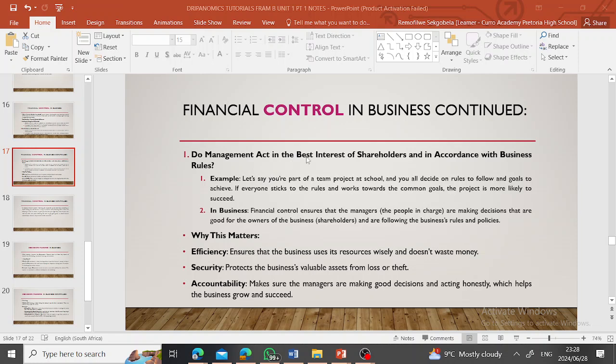Does management act in the best interest of shareholders and in accordance with business rules? Right? Again, we give an example, right? Let's say you're part of a team project at school and you all decide on rules to follow and goals to achieve. If everyone sticks to these rules and works towards the common goals, the project is more likely to succeed, right? In business, financial control ensures that managers, which is the people in charge, are making decisions that are good for the owners, who are the shareholders, and that they are following the business rules and policies, right?